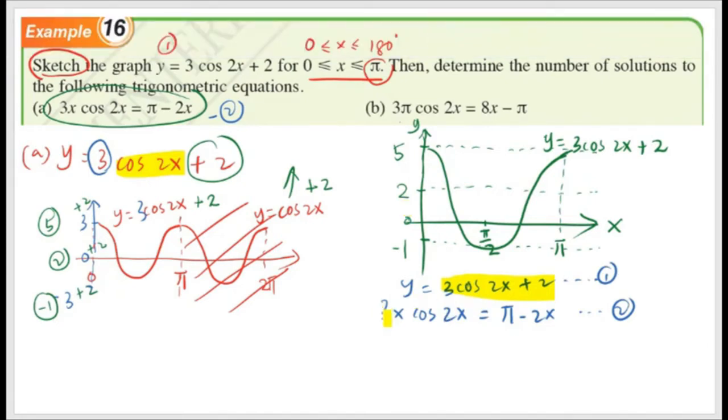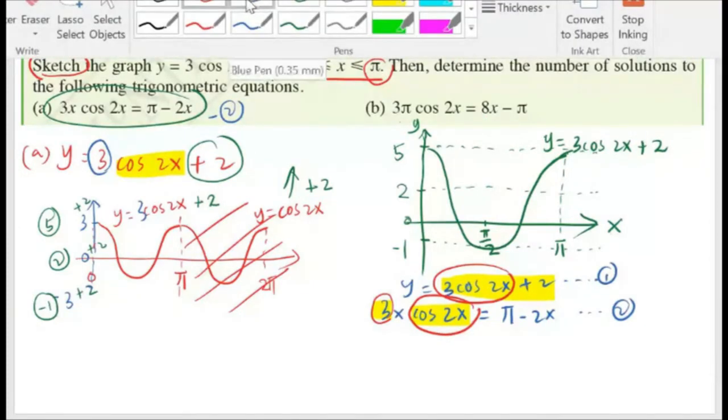3 cos 2x, 3 cos 2x plus 2. This is what we have, right? So we make it the same. We do it one by one. Okay, the first one, we want 3 cos 2x. We want this one, but we don't want the x. 3 cos 2x. How do we do it if we don't want x?